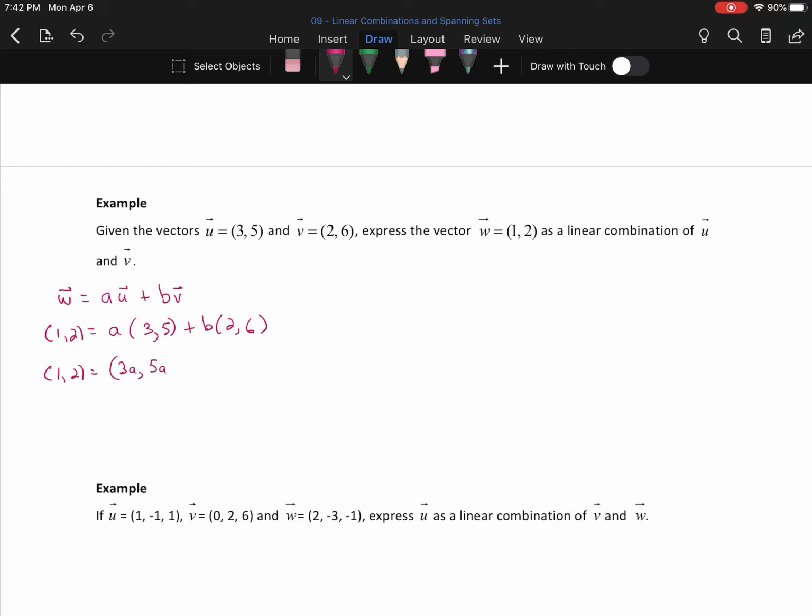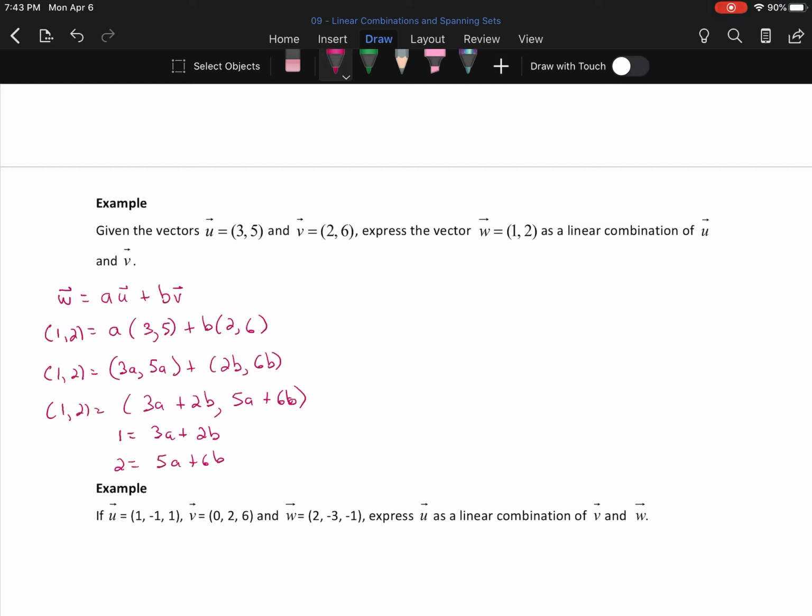Watch. (1, 2) is equal to, I'm going to multiply that a in. I get (3a, 5a). I'm going to multiply the b in, and I get (2b, 6b). I'm going to add those vectors. (1, 2) equals (3a plus 2b) for the x component, and the y component will be 5a plus 6b. I've just added those two vectors like that. And so what I end up with is two equations. That is, for the x component, 1 is going to have to come out to whatever 3a plus 2b is, and this 2 is going to have to come out to whatever 5a plus 6b is.